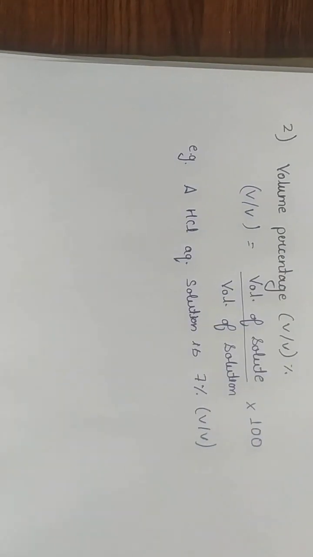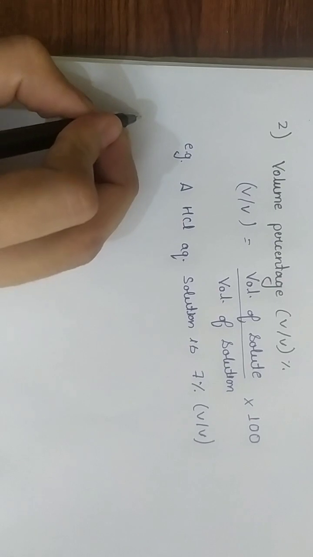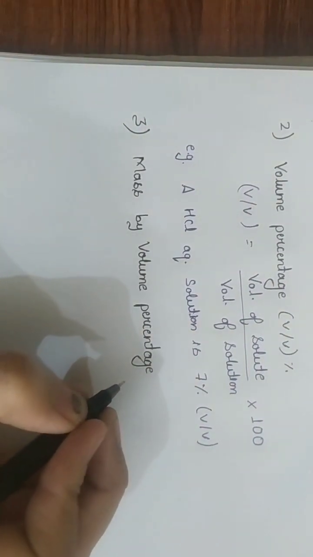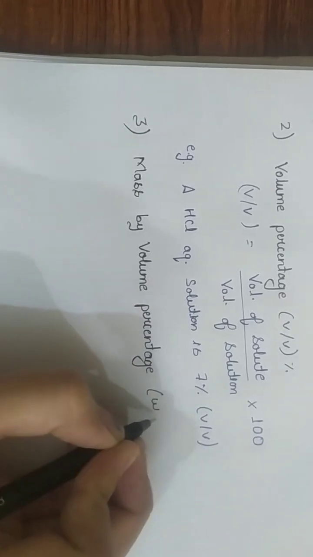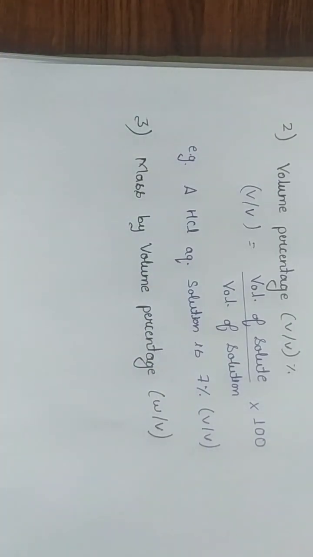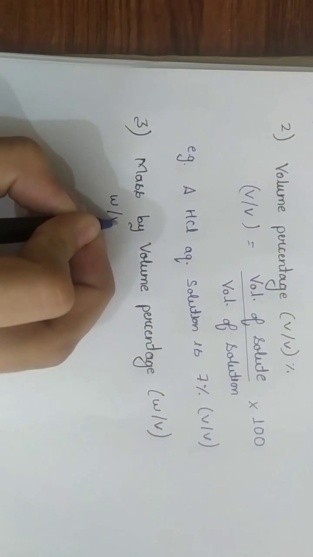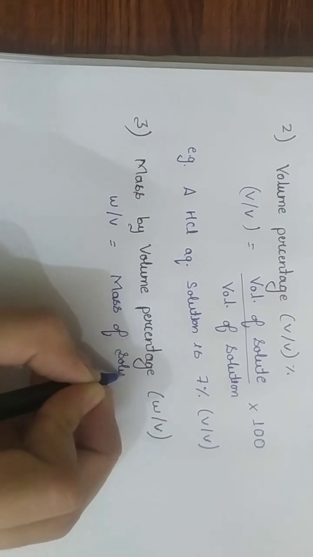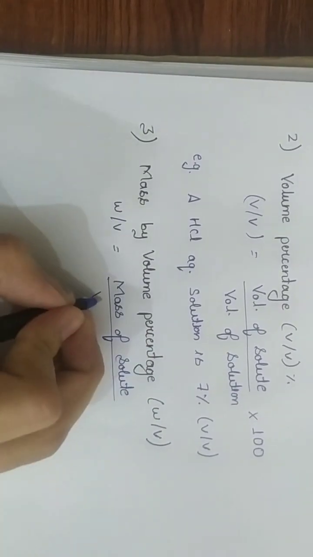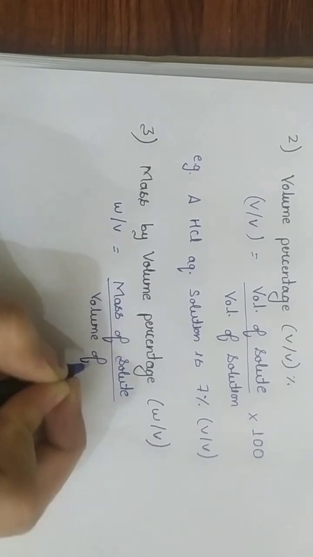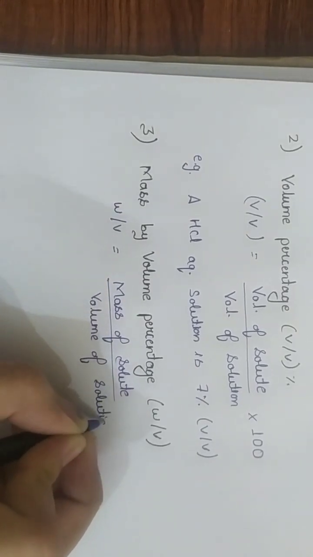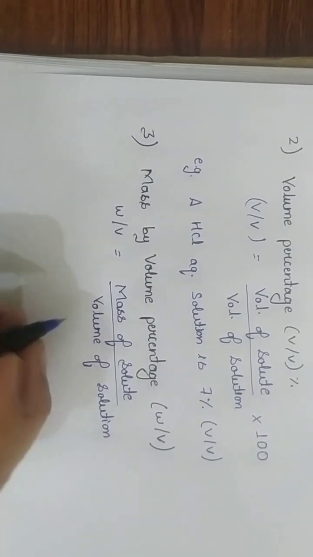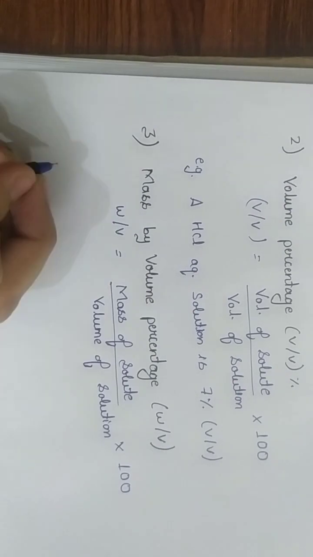Okay. The third term we are going to study is mass by volume percentage. It is written as W by V. So the formula of W by V is equal to mass of solute upon volume of solution. In the numerator there is weight, so we write mass, and in the denominator there is volume, so we write volume. Okay, into 100.